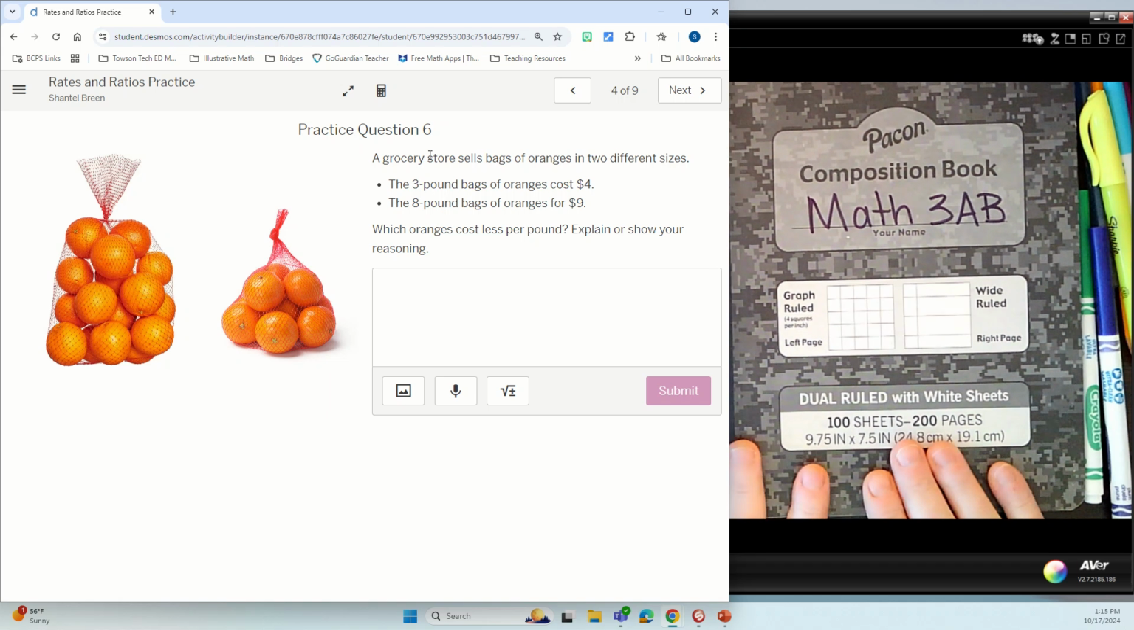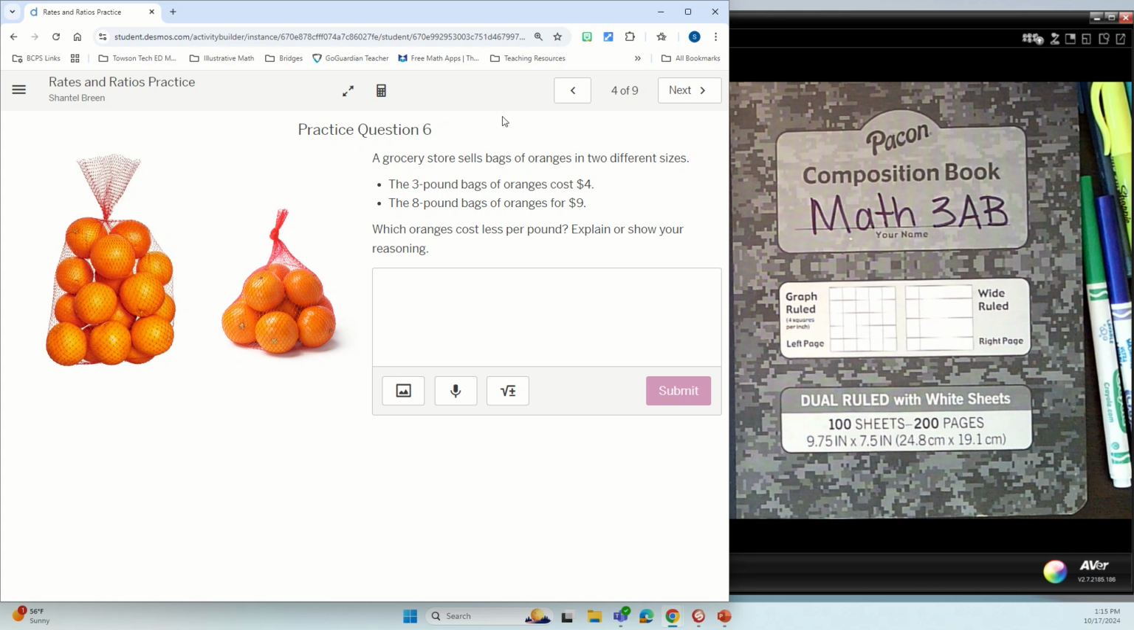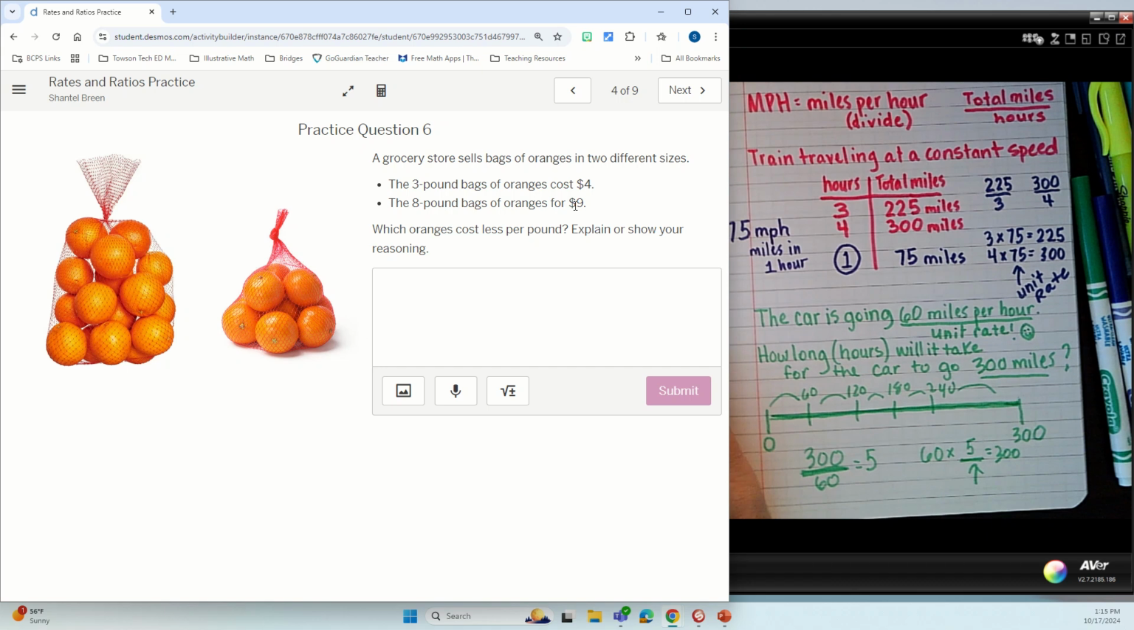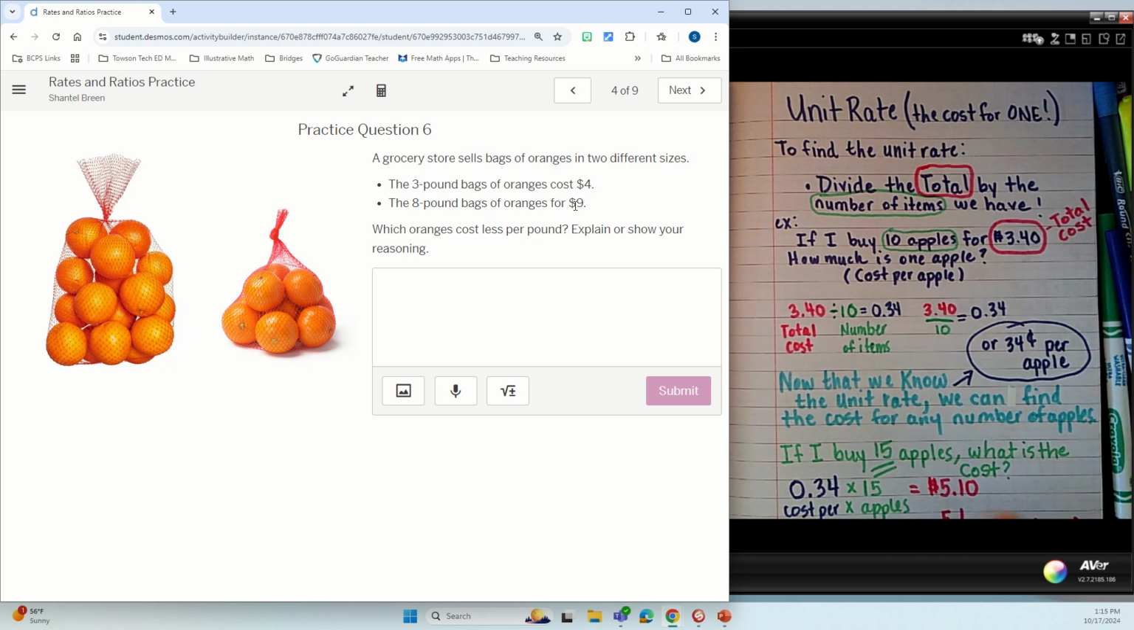Now, I do want to also point out that we have done several things in our notes. So if your student is having a little trouble with how to solve these problems, make sure that they check their notes. We have 2 pages of notes that go over unit rate. When we're looking at unit rate when it comes to buying things, we have a total dollar amount that we're going to divide by the number of items we have.